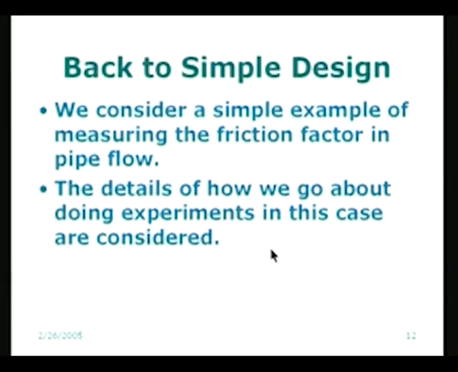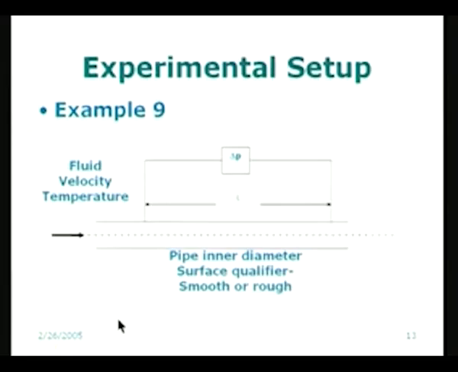So, we consider a simple example of measuring the friction factor in pipe flow. Most engineering students who have taken a fluid mechanics course would be able to understand what we are going to talk about in this particular experiment. So, the details of how we go about doing experiments in this case are going to be considered, and let me just indicate the type of experimental setup one requires for this.